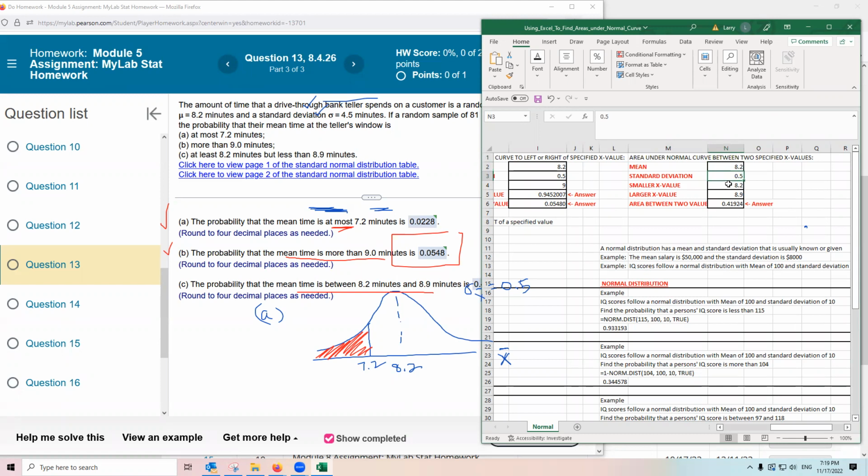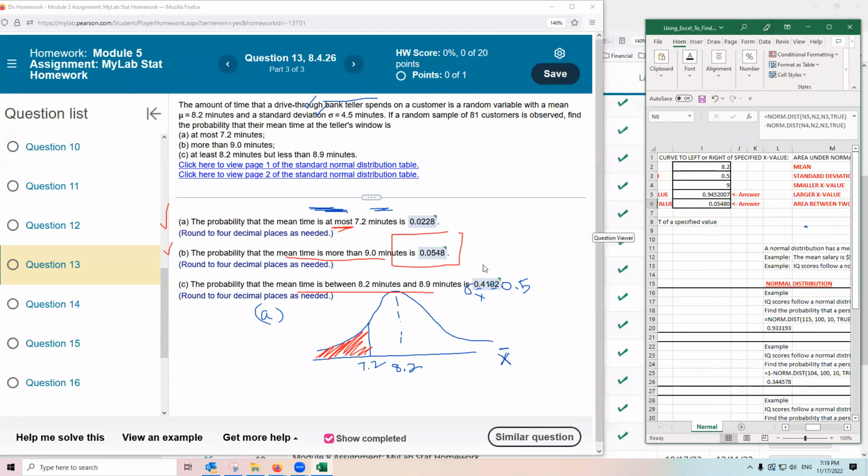I'm going to put the mean 8.2, standard deviation 0.5. I'm going to put the smaller X value here, it's 8.2. The larger is 8.9. And then this is the area between: 0.4192. All right, so I'm using this Excel workbook to find the area under the curve. And I just had to make sure to use the standard deviation of the sample means. And remember, the standard deviation of the sample means is calculated taking the population standard deviation divided by the square root of n.